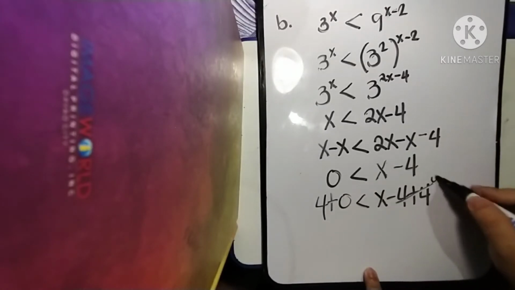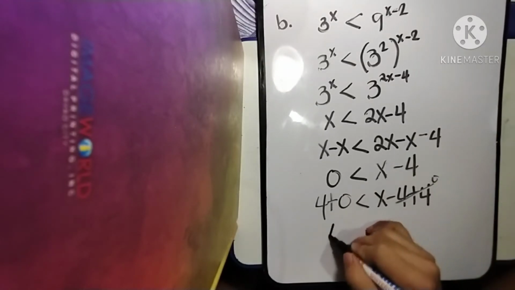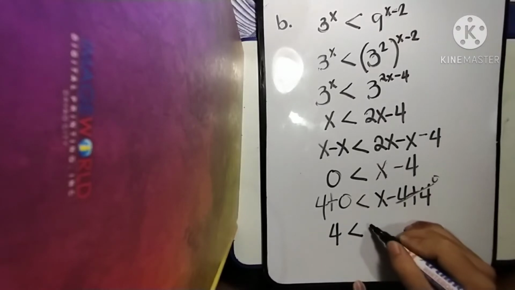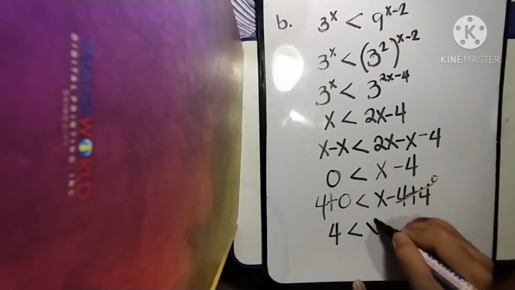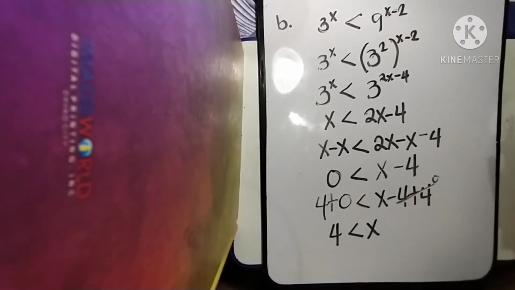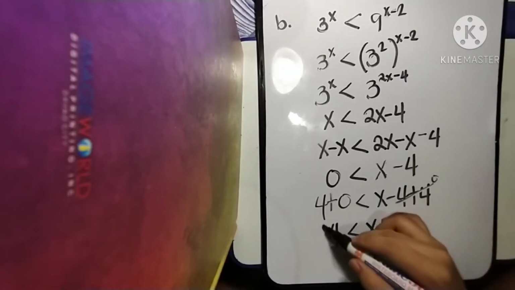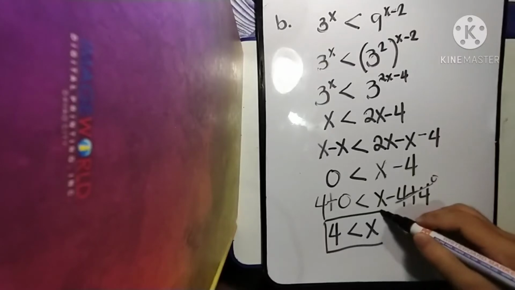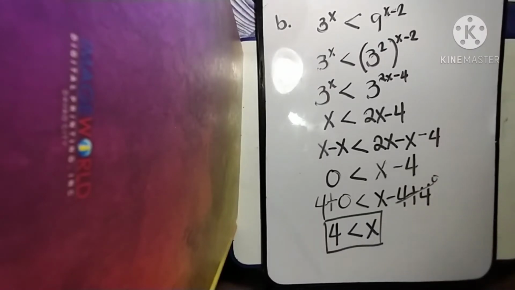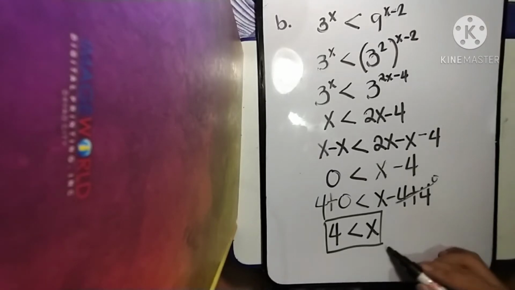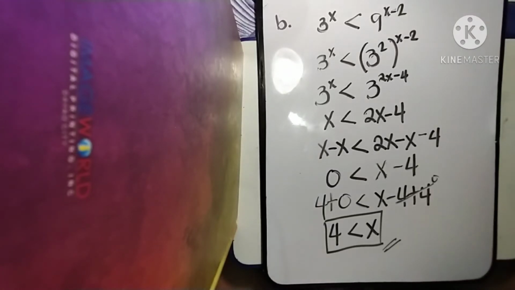So, this is now 0. So, 4 plus 0 is 4, which is less than x. So, the value of our x now is: 4 is less than x, or x is greater than positive 4. So, this is how to solve exponential inequalities.